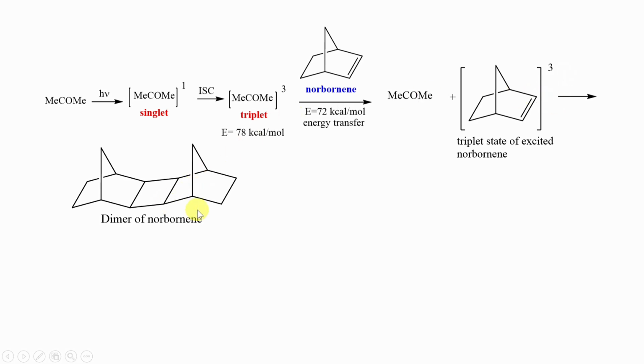Here we will not get oxetane because the triplet energy of the carbonyl compound, here acetone, is greater than that of the alkene norbornene, and hence triplet energy transfer takes place from the carbonyl compound to the alkene. Thereby, dimerization of the alkene takes place, forming the dimer of norbornene instead of oxetane.